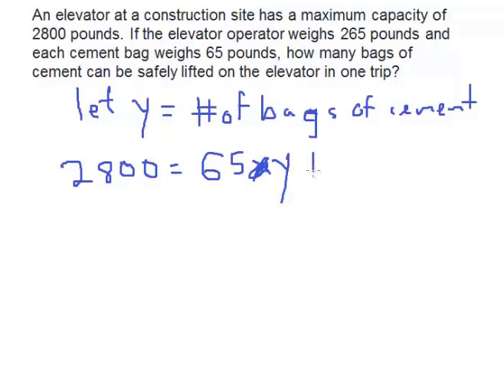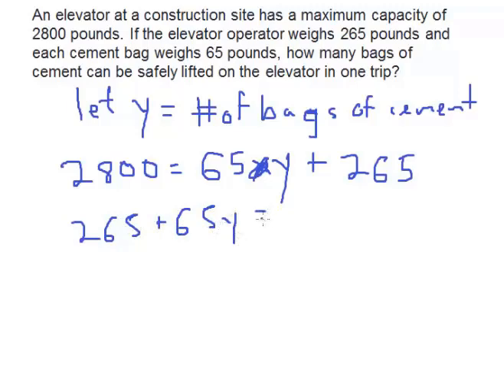Plus, of course, we've got to account for the person. The elevator operator weighed 265. So you can write it the other way also, 265 plus 65y equals 2,800. Either way is equally valid. It's just a little bit more pleasant to write it from left to right. It just makes it a little bit easier in the long run.